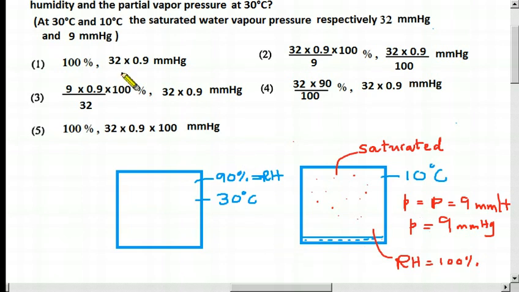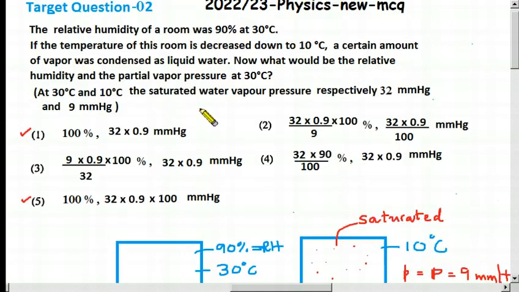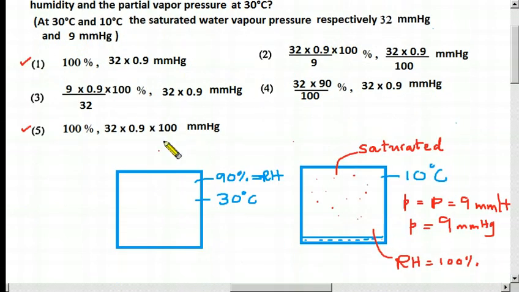answer. So this one is going to be correct, and also this one is going to be correct. Still we can't say, we have to check the second part. Even though you simplify these terms, you don't get 100%. So therefore it is totally wrong. This one also the same. The second part: now what would be the relative humidity and the partial vapor pressure at 30? Here they ask for partial vapor pressure. So what is the capital P value here?